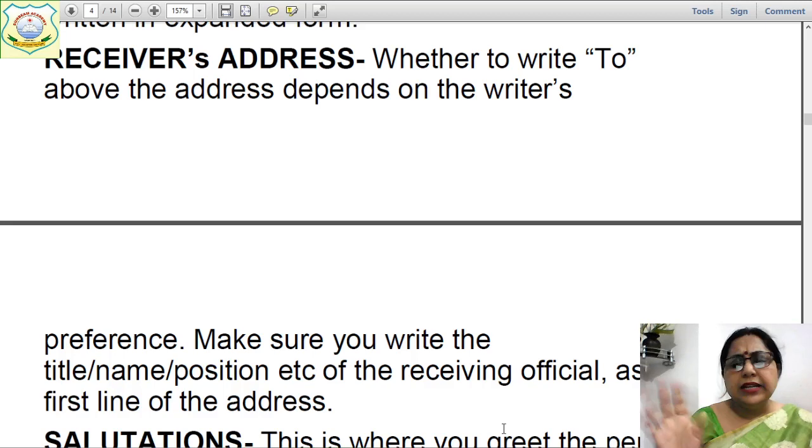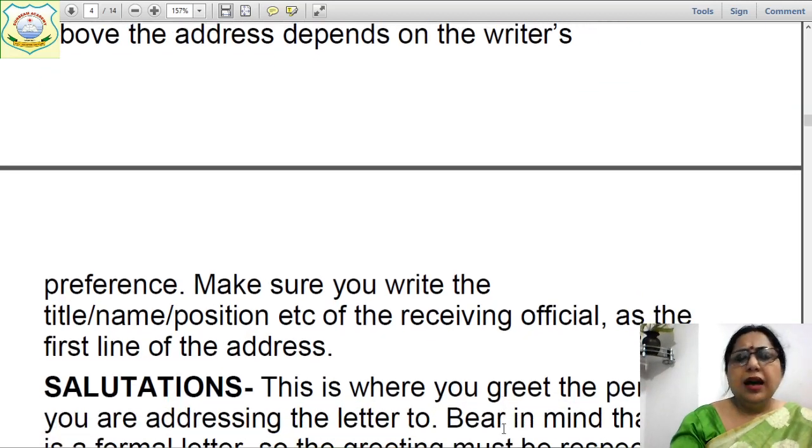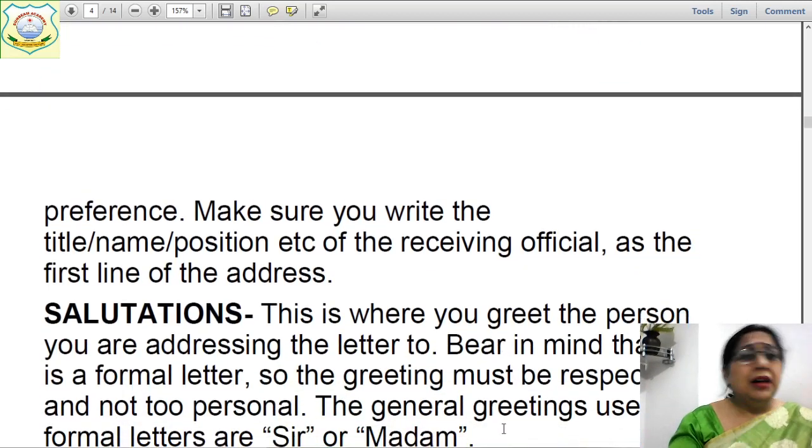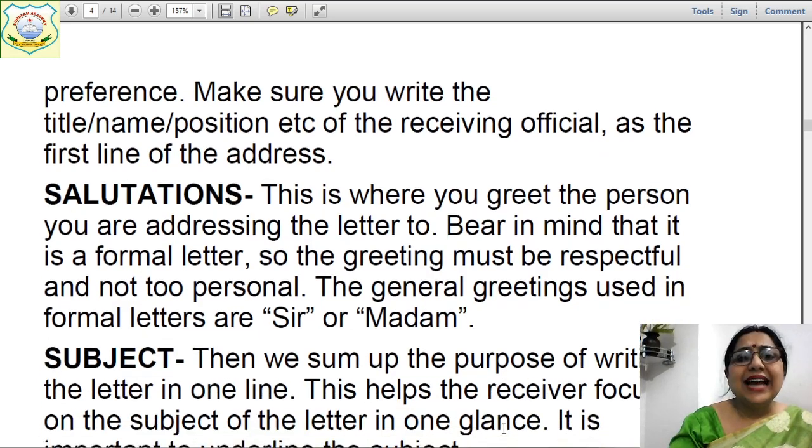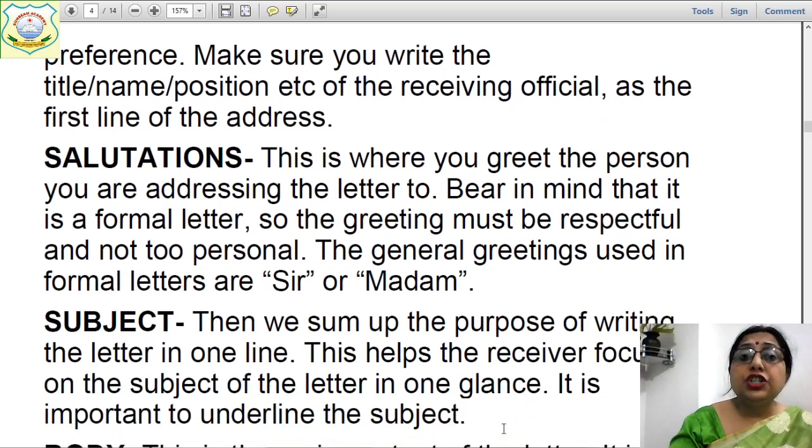"To" is obsolete now. We do not use it. It is there in some side books, but please say no to it. Okay? Please say no to it. Don't write the editor, the commissioner, the police superintendent, the teacher, the principal. Make sure you write the title, name, position, etc.